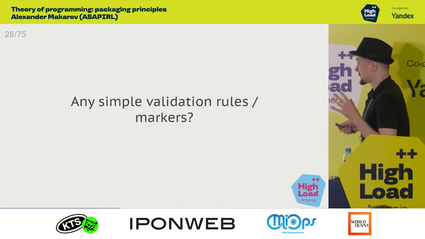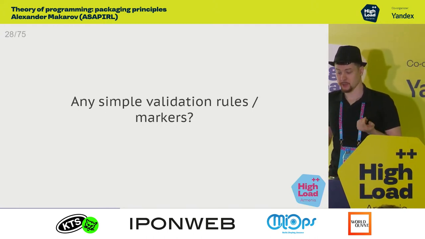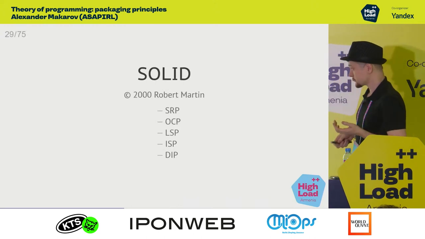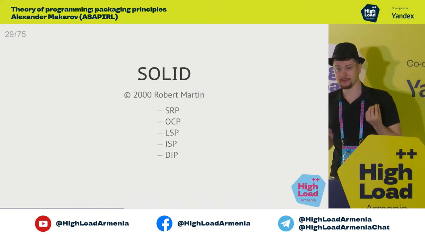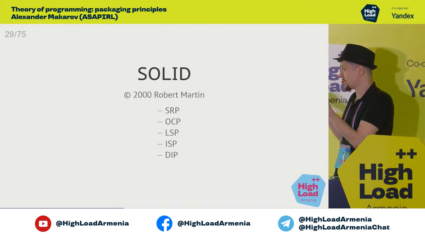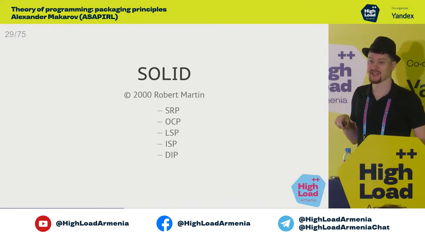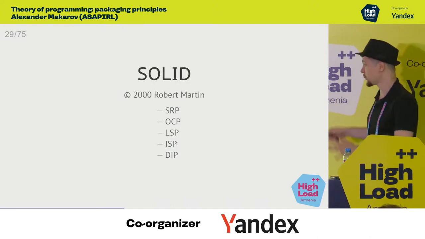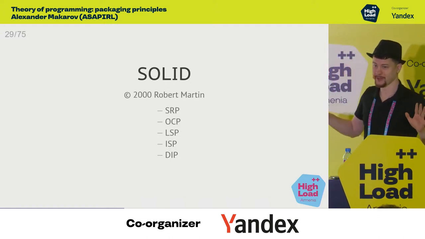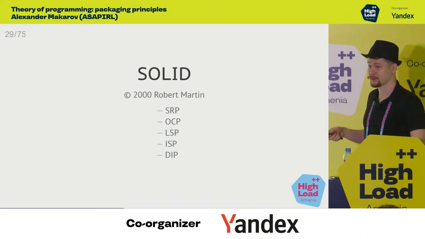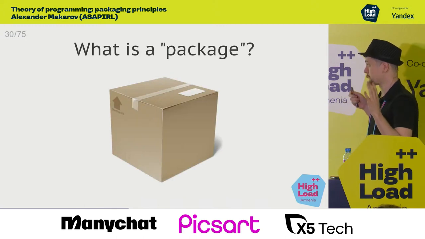Are there any simple validation rules or markers we can use to get cohesion and coupling right? Well, yes. In the year 2000, Robert Martin, Uncle Bob, invented really simple principles that sound simple, but are not so simple to actually understand and apply. But we'll not talk about this, because the SOLID principles are all over the internet, and it's not so interesting. You can Google it, and we'll talk instead about packages.